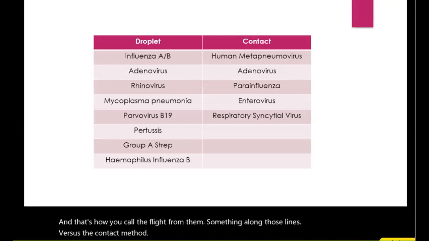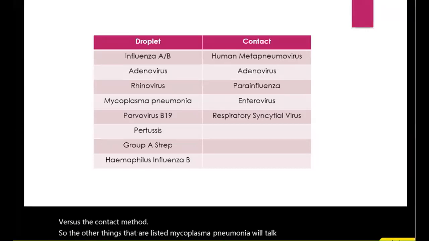So the other things that are listed, Mycoplasma pneumonia, we'll talk about that more. It is an atypical bacteria. It is also droplet. Pertussis is a bacteria, Strep is bacteria, and Hib is bacteria. And we'll get to those in later chapters.